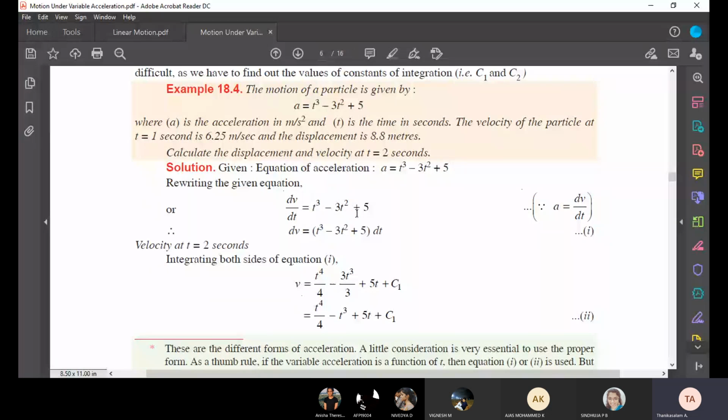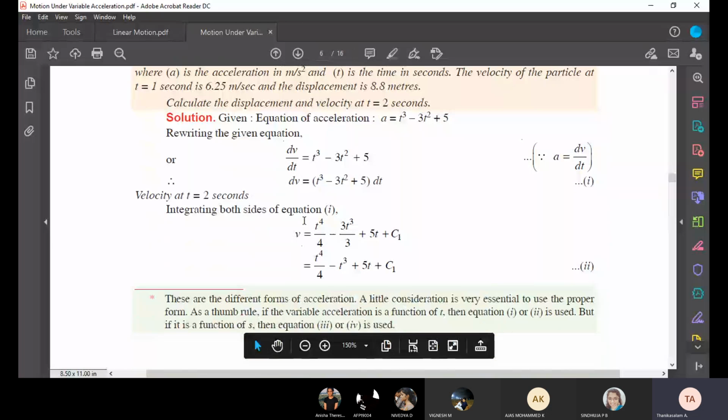t cube minus 3t square plus 5. I have taken the numerator dt to the right side. Therefore dv equals (t cube minus 3t square plus 5) dt. Now we integrate both sides. What is the integration of dv? v.